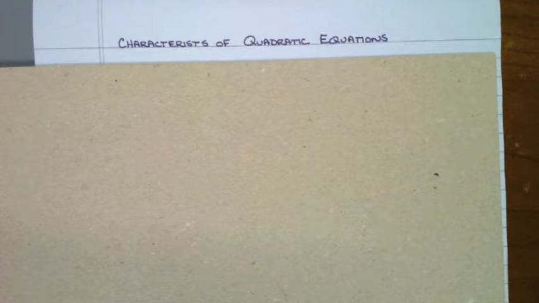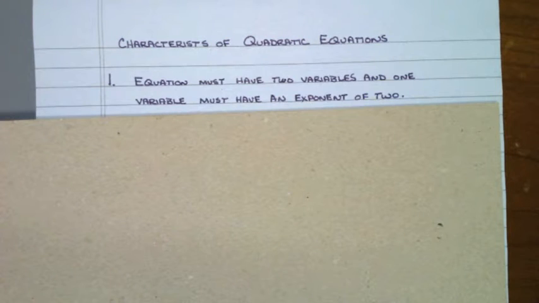In this video, we're going to go over characteristics of quadratic equations, being able to look at the equation and get some information from it that will help us graph it. First off, the equation must have two variables in it. Most of the equations, whether they're in standard form or in vertex form, are going to have an x and a y. And one of those variables has to be squared.